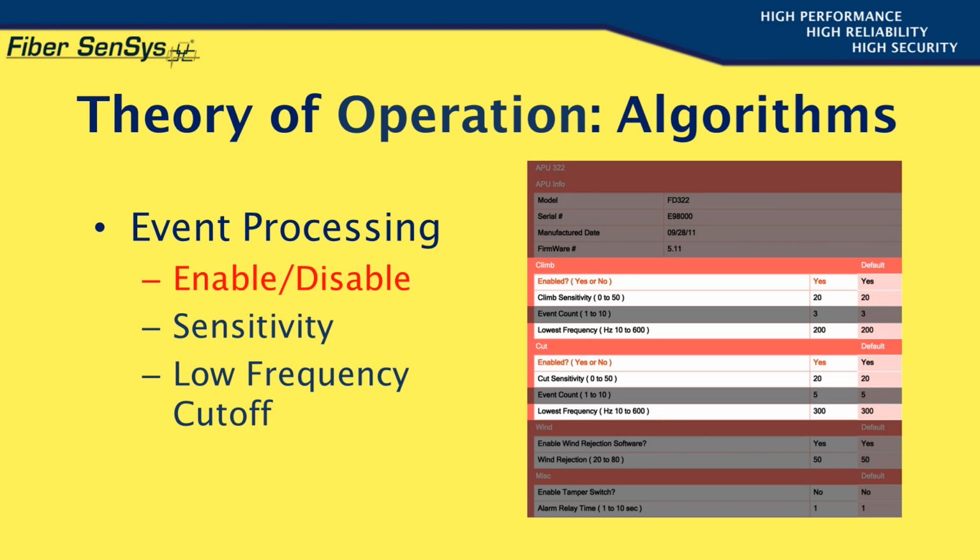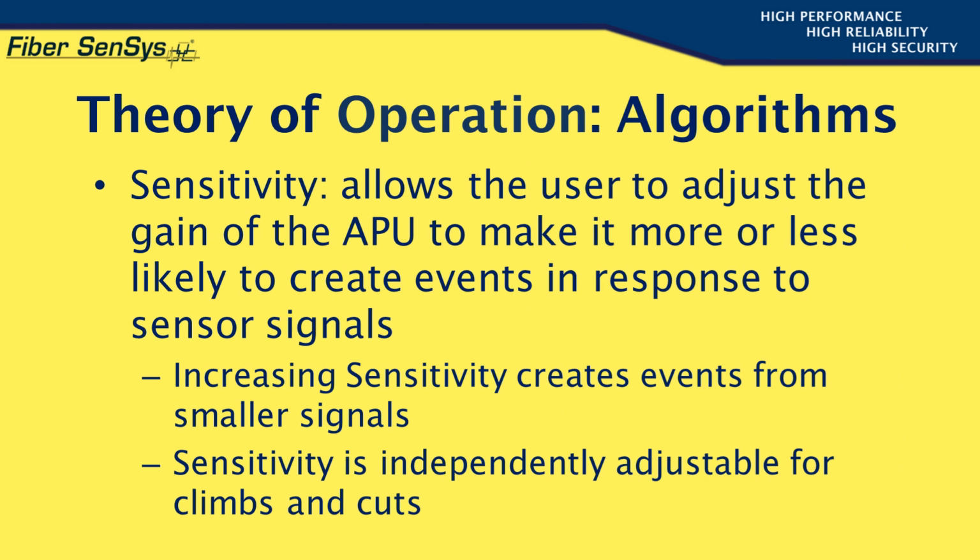First of all, either processor can be enabled or disabled. Next, each processor has adjustable sensitivity. Sensitivity is a gain adjustment that makes the sensor more or less likely to create events in response to sensor signals. Increasing the sensitivity makes the APU more responsive to signals, thereby creating events from smaller signals. Both climb and cut processors have independently adjustable sensitivity parameters.